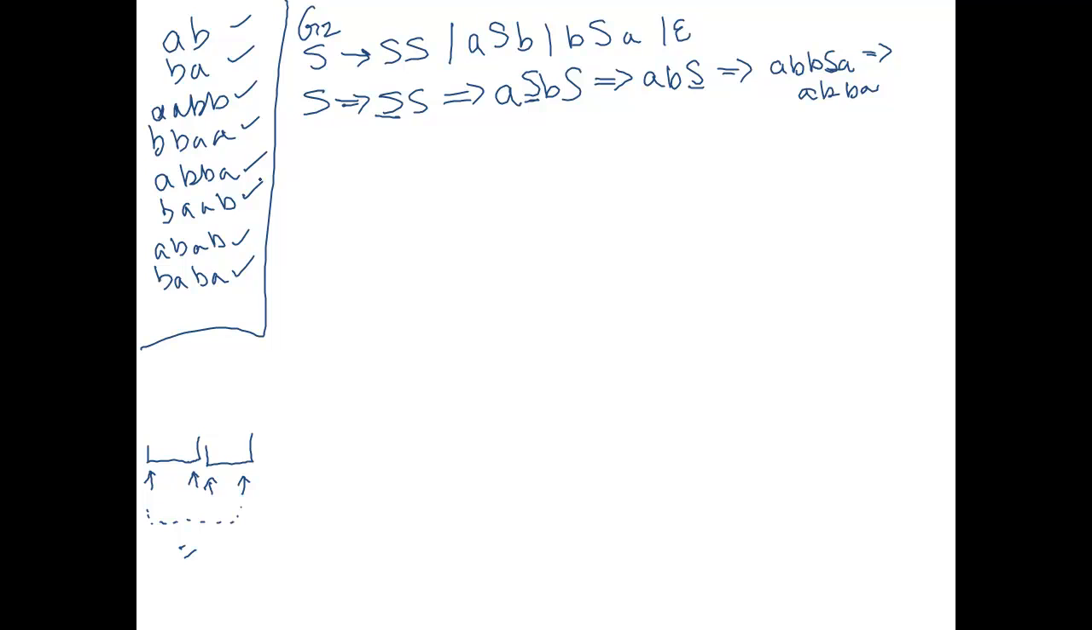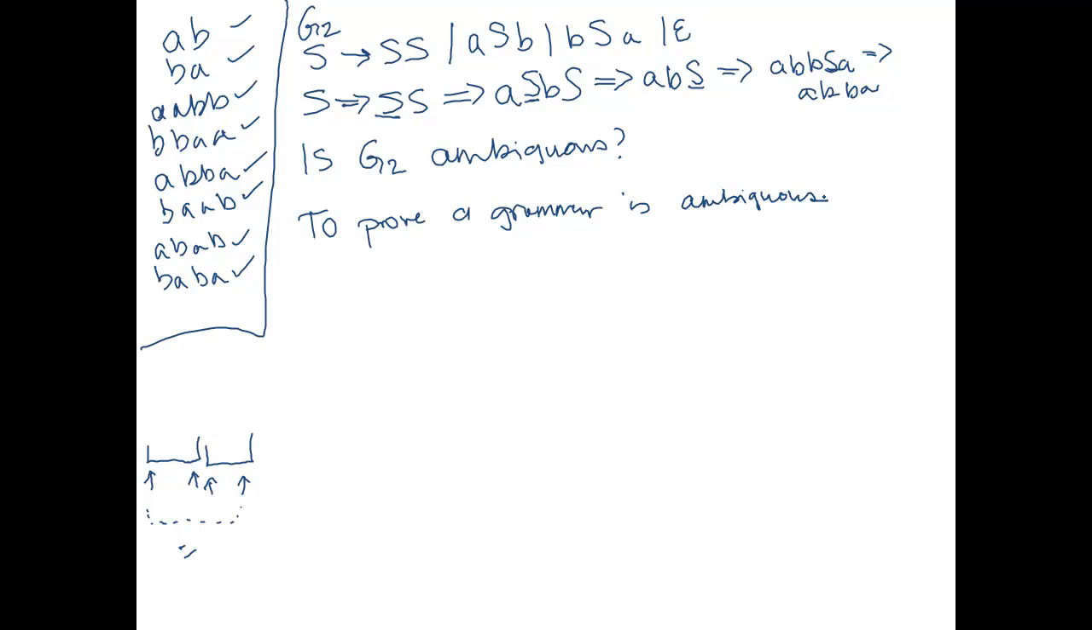So now we need to ask the question, is G2 ambiguous? Okay, and how do we prove that something is ambiguous? To prove the grammar is ambiguous, we can do one of two things. They both work.